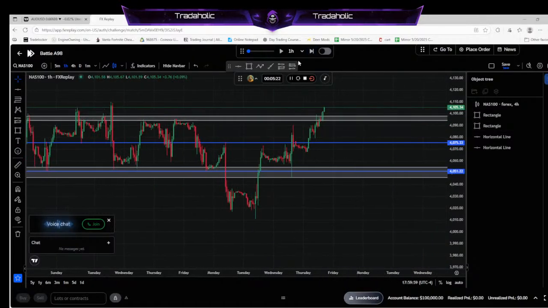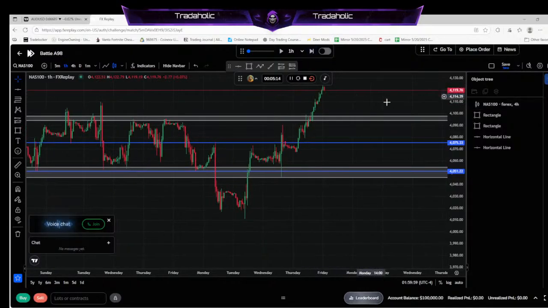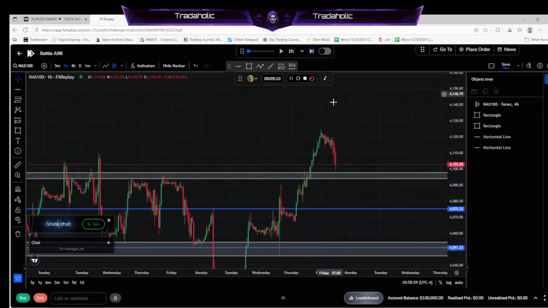Okay, we got a breakout above here. What time of the day is this? This is Asian, so we're not trading this. 16, 17, 18, 19, 20, 21, 22, 23, 24. Okay, we're coming into pre-London again. Wait for a pullback. Okay, we got a pullback right over here.